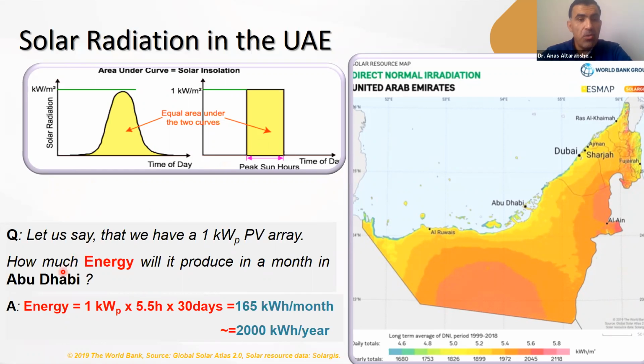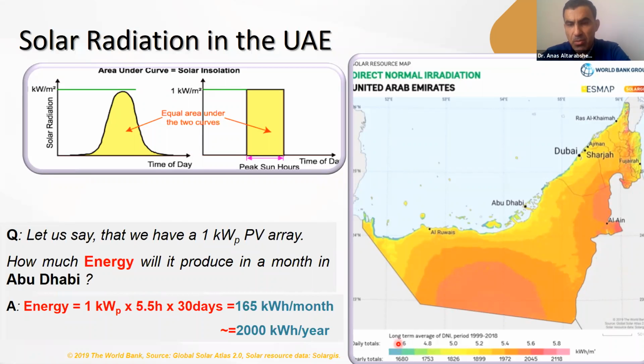Okay, so let us say right now we have 1 kilowatt of PV modules installed on our roof. How much energy can we produce from this example, assuming the location is Abu Dhabi? So what we have to do here, first of all, is look at the location where the modules will be installed, and we look at this bar.